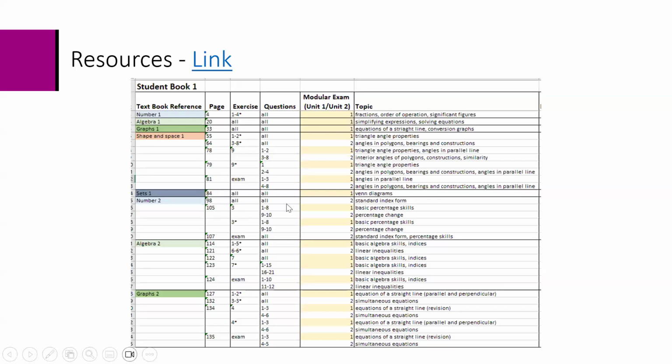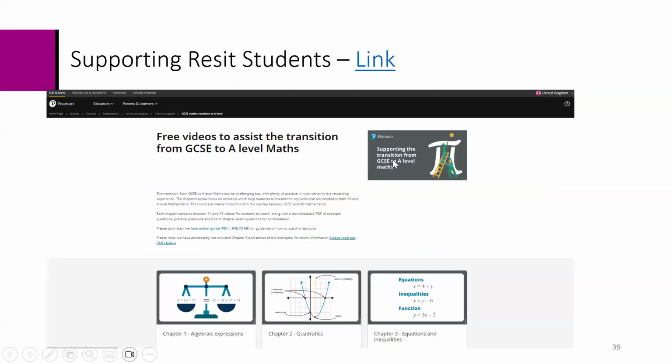And then in terms of supporting students for resits, so if you've got higher tier, especially if you've got higher tier students, we've actually got a transition website. Now, I helped develop this material when I was working in the UK team, but it is completely relevant to international students. So we effectively took all the common topics from international GCSE that were common to effectively the first year of the A level. So those ones that form that bedrock.